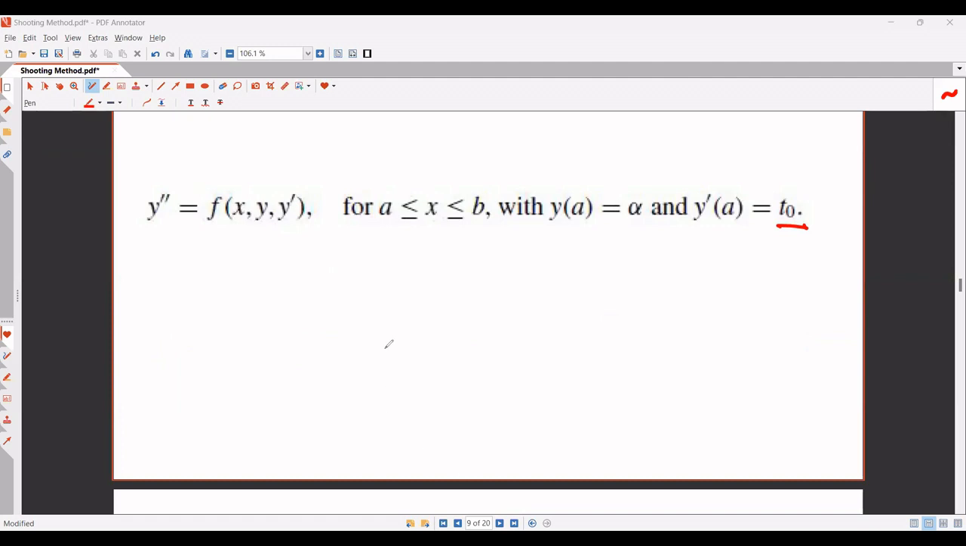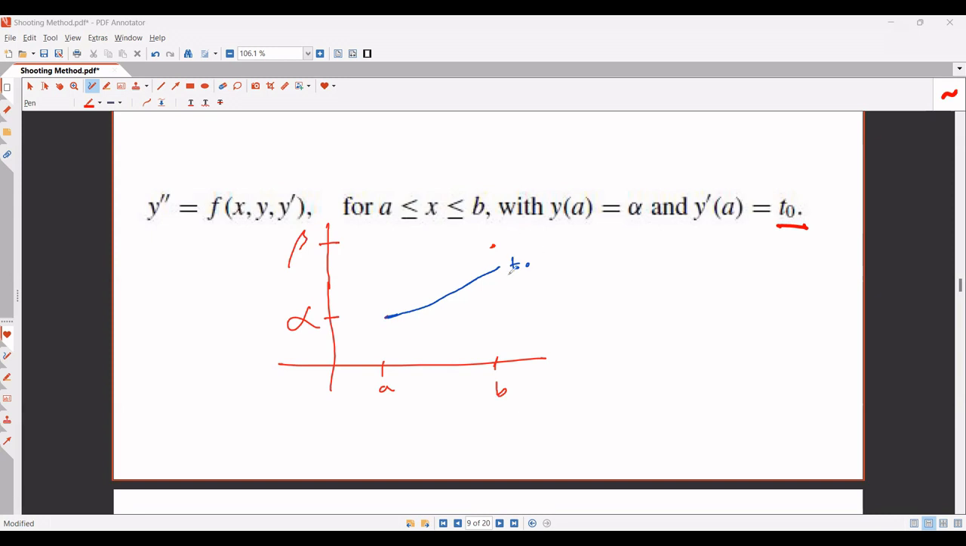geometrically, it looks like this: at x equals a, the value of y is exactly alpha. At x equals b, you want y to be exactly beta. But what we are going to do is choose some t0 as an initial guess for the slope at x equals a, and using that slope, we're going to get some approximate curve that's not going to hit exactly beta at b, right? So this is probably for t0.